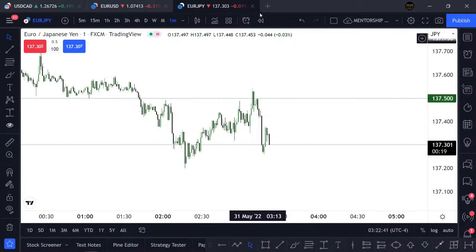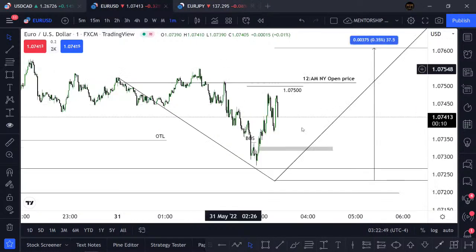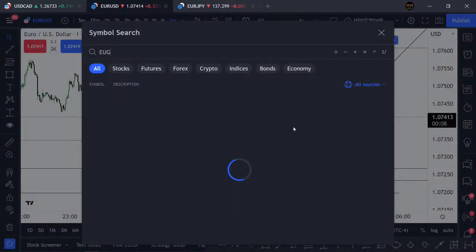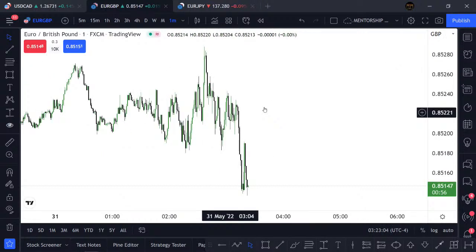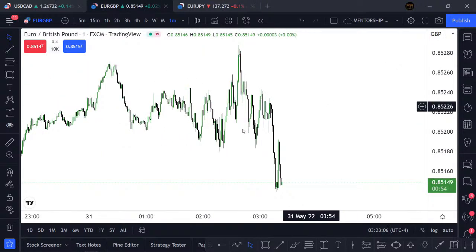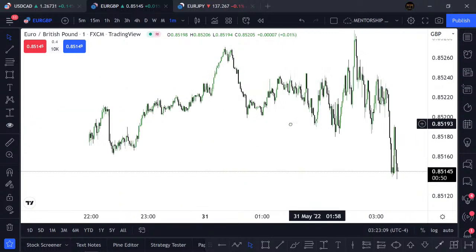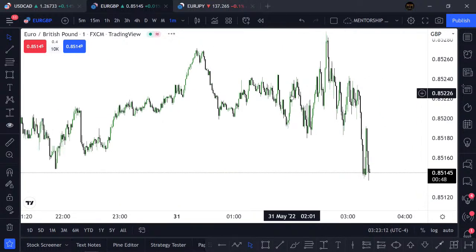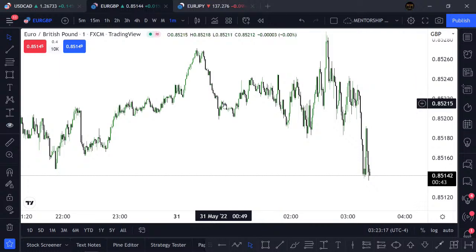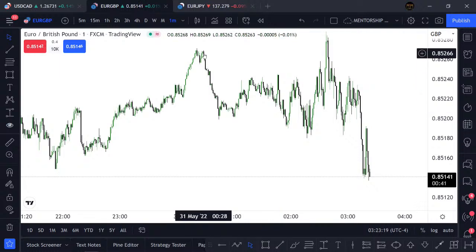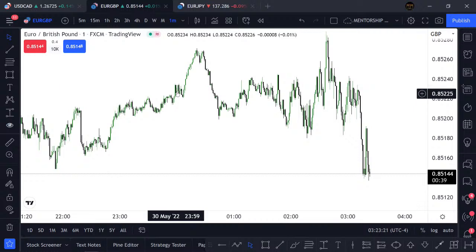Let's go ahead and look for the Euro pound. Okay, we are only looking for manipulations. Okay, the price after the manipulation. So this is a 1 minute chart. This is what time? Midnight New York time. Okay, right there.